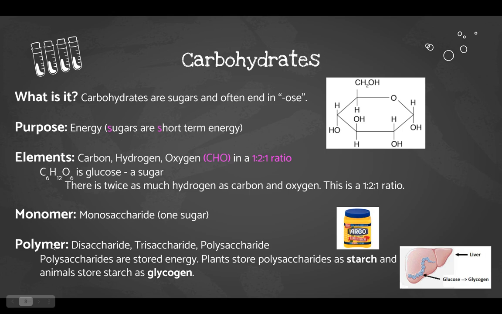We also have polymers: poly, many; mer, piece. Many pieces put together, a large unit. These can be called a disaccharide, which means two sugars, trisaccharide, which means three sugars, or a polysaccharide, which is many sugars. When we have these really large polymers made of lots and lots of subunits, they're polysaccharides and they're used to store energy, right?